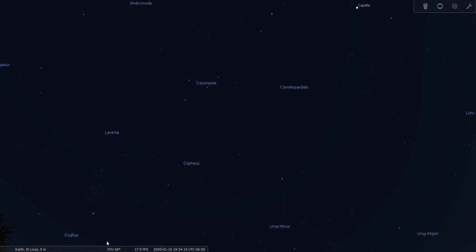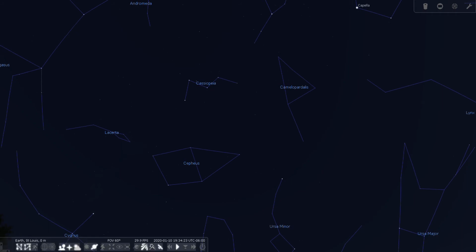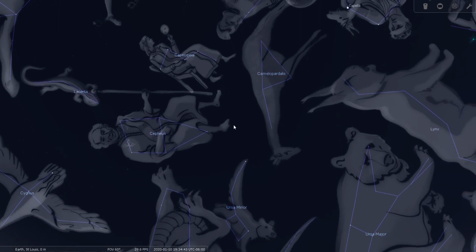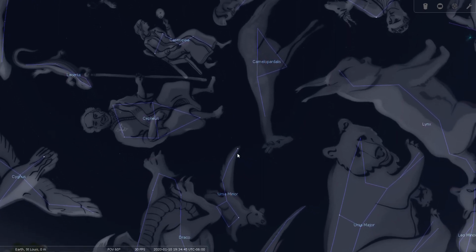Okay, let's have a look at the classical drawings. And Cassiopeia is pictured as sitting in a chair, admiring herself in a mirror. And the W shape or the M shape here kind of traces her figure sitting in that chair. And let's go ahead and move this back toward the North Star here. The North Star is right here.